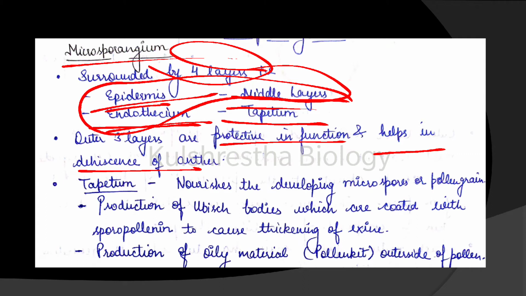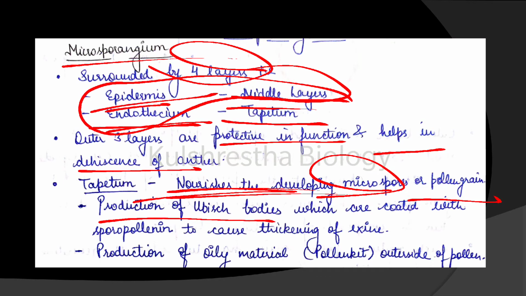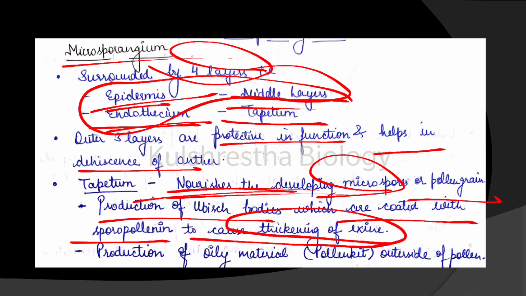Now if you talk about the tapetum, it is a very important layer. It helps in nourishing the developing microspores or pollen grains. So this is the main function of this layer, nourishment. And it produces Ubisch bodies which are coated with sporopollenin. Ubisch bodies are very small acellular structures of sporopollenin, and these are present in the cells of the tapetum. Ubisch bodies are nothing but the acellular structure of sporopollenin.